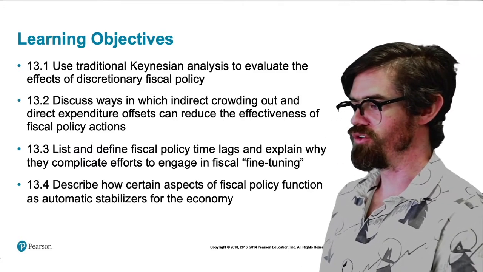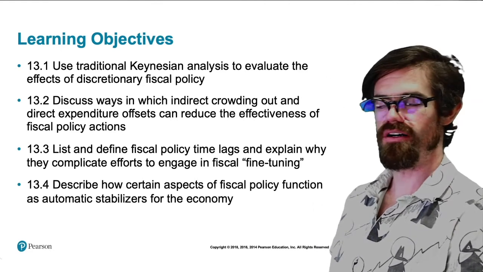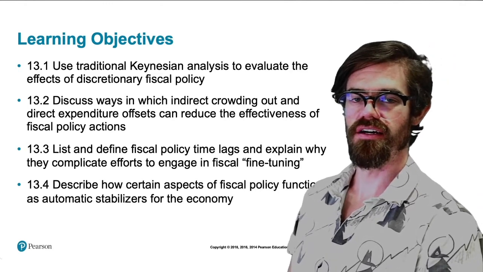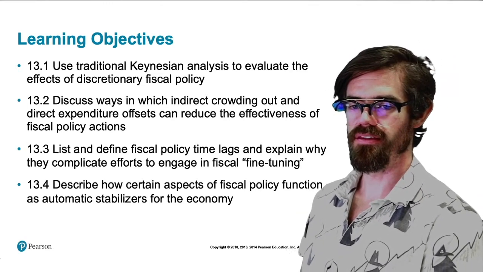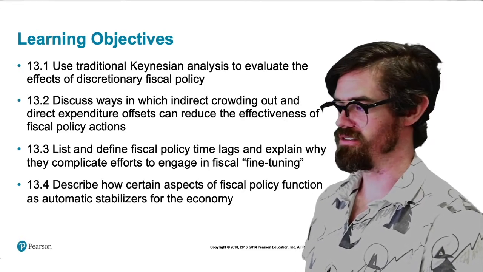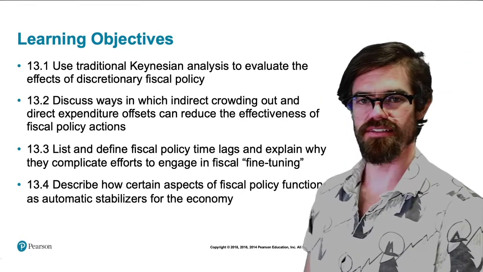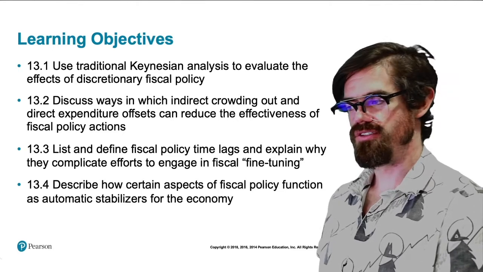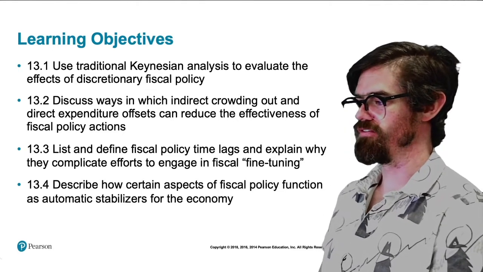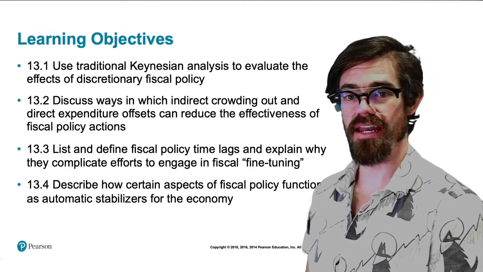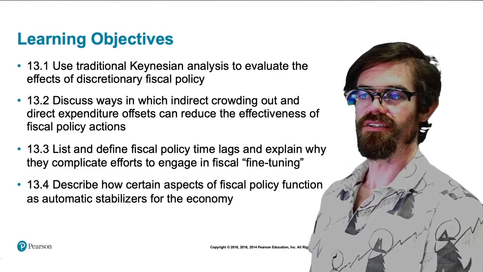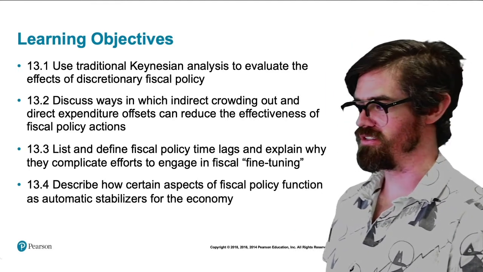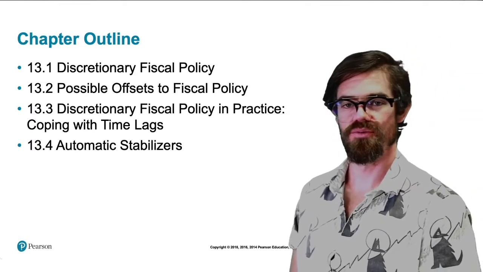After that, we want to list and define fiscal policy time lags. So looking at the timing issues of these policies and how they affect the responses to the policies and how they can complicate the fine-tuning process of these policies. Then our next objective is to be able to describe how certain aspects of fiscal policy function as automatic stabilizers, so things that sort of happen automatically without anybody in the government actually having to do anything or make any decisions. Okay, so that's what we're going to look at here in this chapter.